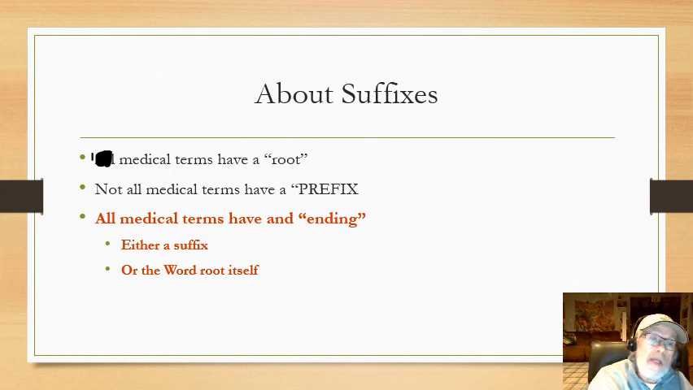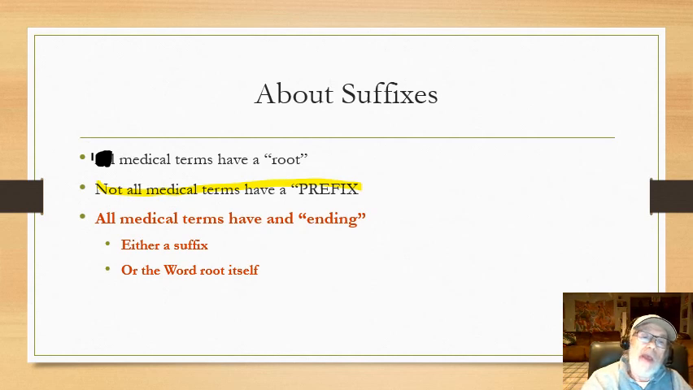Again, not all medical terms will have a prefix. A prefix is something added at the beginning of the word, and what the prefix does is add more meaning to a word. Like I mentioned in our last video, it's sort of like an embellishment. It adds a little bit more pizzazz to the word and makes it much more specific. The more things I add to it, the more specific the word becomes.